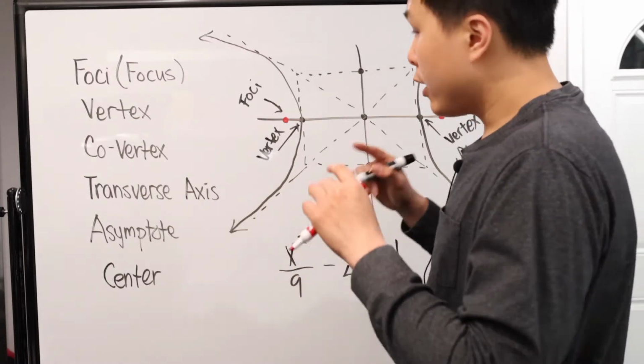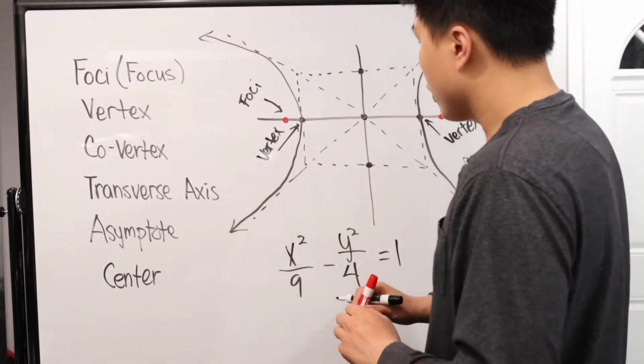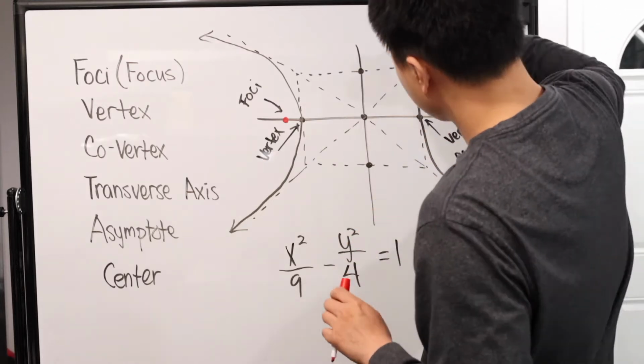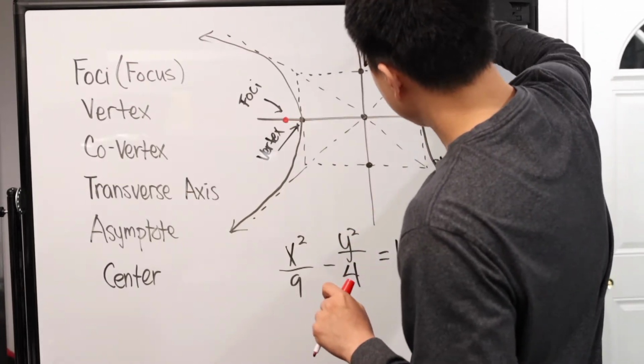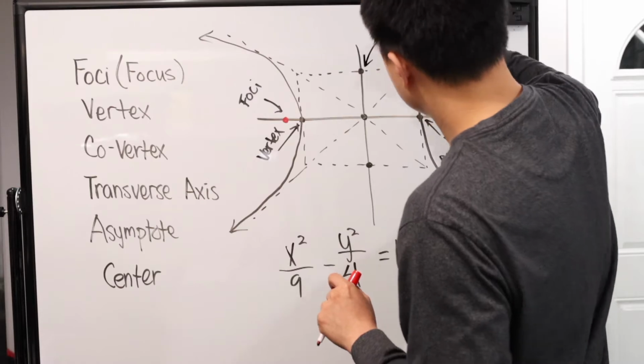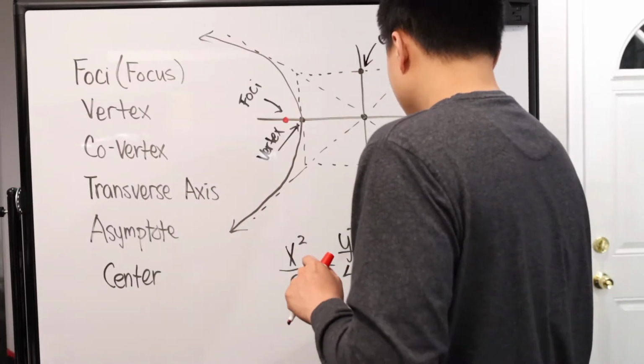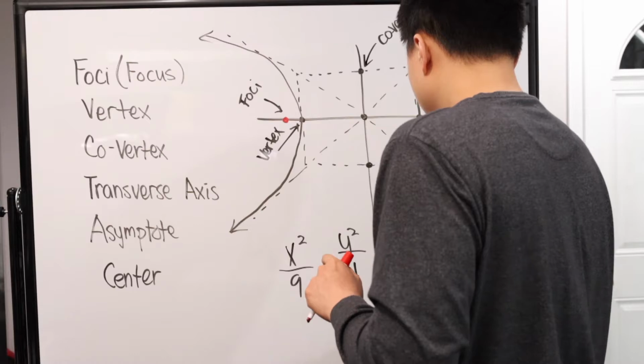So where it opens up and down, the vertex would be, that's what we call the co-vertex. So here's the co-vertex up here, co-vertex with the little dash. I've seen it with or without the dash, so I'm just going to do the dash. And co-vertex is right here.